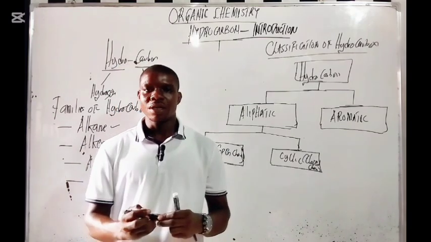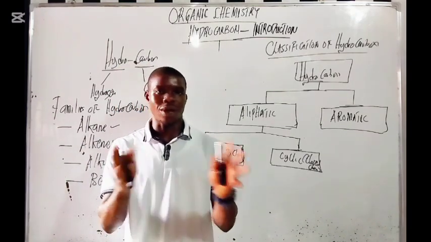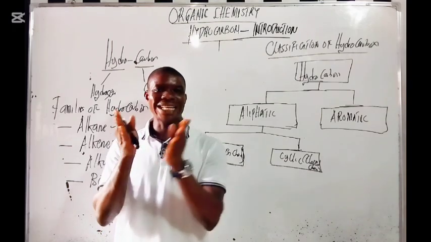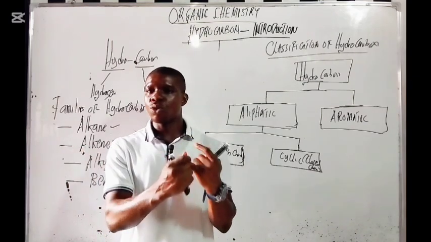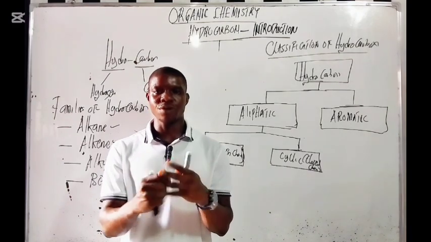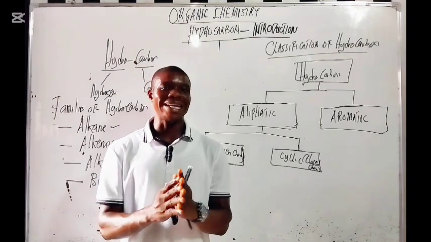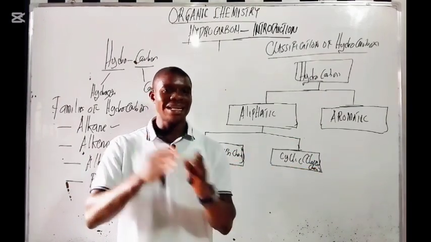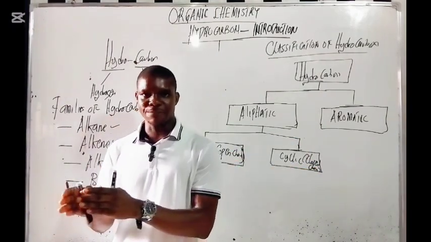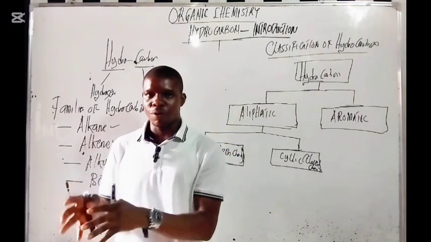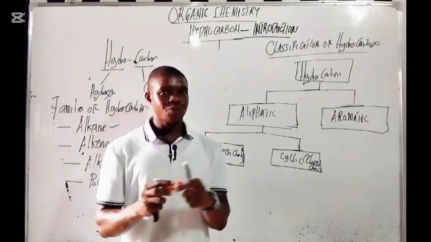I've done an introductory video about organic compounds. In that video, I explained what organic compounds are and the classification of organic compounds, because organic chemistry itself can be divided into 2 main parts, acyclic and alicyclic. Those alicyclic ones also have various classifications.